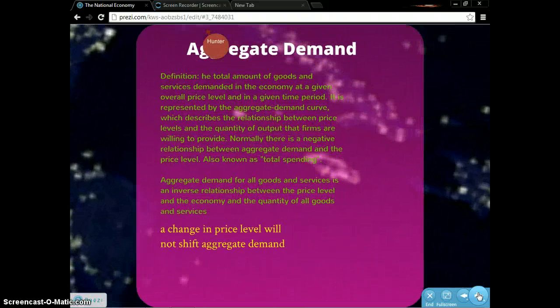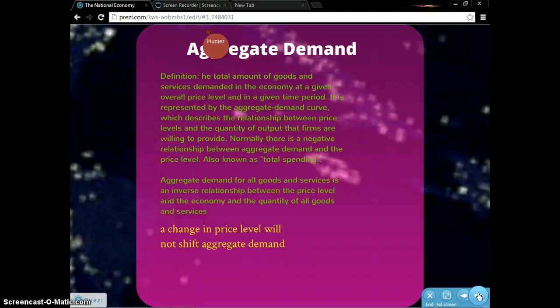Aggregate demand. Definition: the total amount of goods and services demanded in the economy at a given overall price level and in a given time period. It is represented by the aggregate demand curve, which describes the relationship between price levels and quantity of output that firms are willing to provide. Normally, there is a negative relationship between aggregate demand and the price level, also known as total spending.